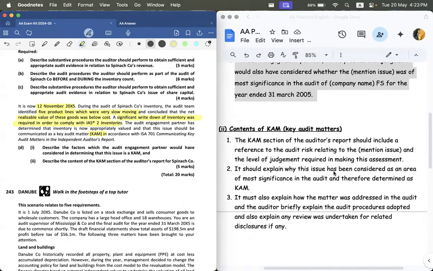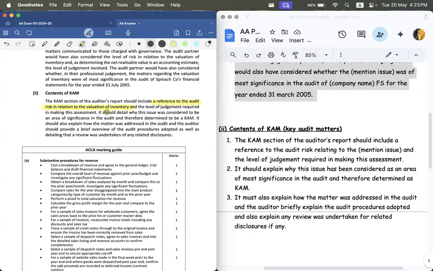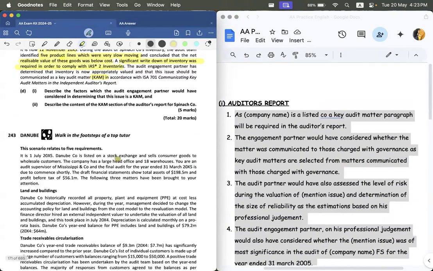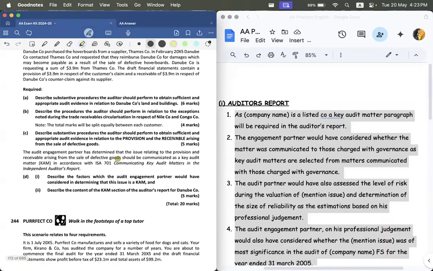It should explain why, instead of writing "this issue", you can mention the issue, or else just skip it and write it as "this issue". Clear? So it should also explain why this issue has been considered as an area of significant importance and therefore determined as CAM. It must also explain how the matter was addressed in the audit, and the auditor briefly explains the audit procedures adopted, and also explains any review undertaken for related disclosures, if any. Clear? Let's see the other one.